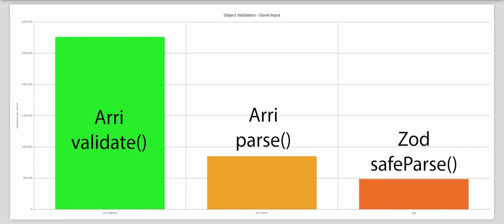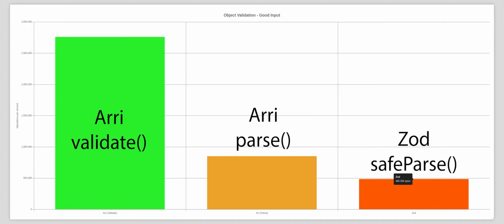So here we have on the right, this is Zod calling .parse. Here is Arri calling parse. And here is Arri calling validate. And notice how much faster validating is than parsing, because again, we don't have to do any transformations. We're just returning true or false. Yes, it matches. No, it doesn't match.